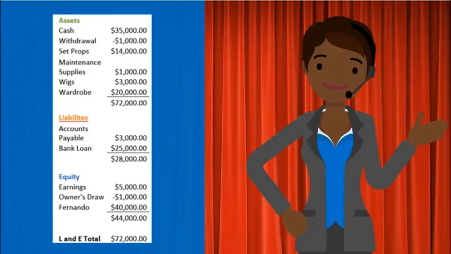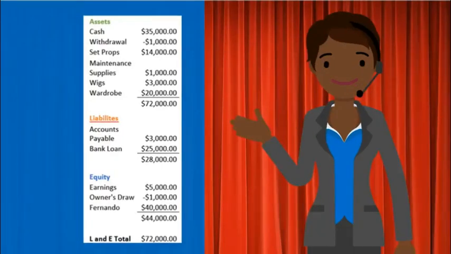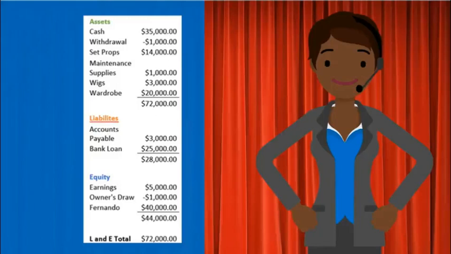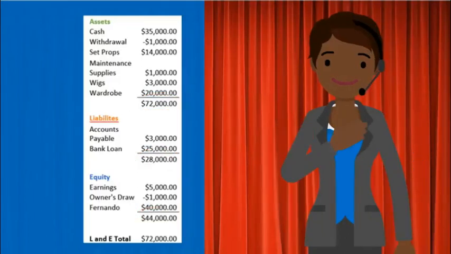You remember from an earlier episode how equity is made up of assets minus liabilities, right? Well, if we look at Fernando's books after his withdrawal, we can see that his assets of $72,000 minus his liabilities of $28,000 equals $44,000. That's the accounting equation applied.